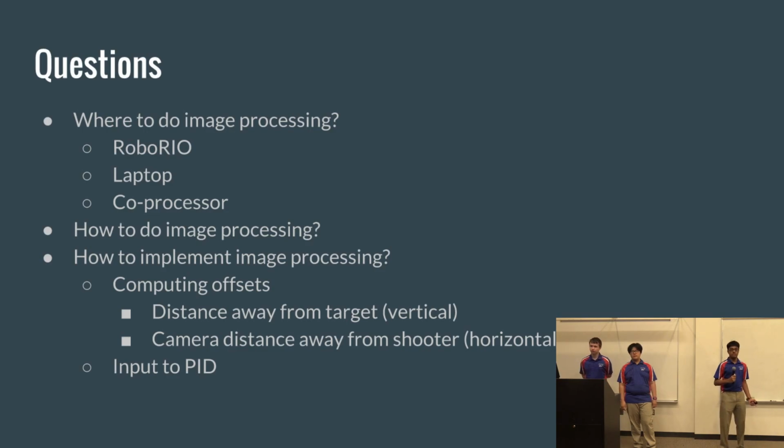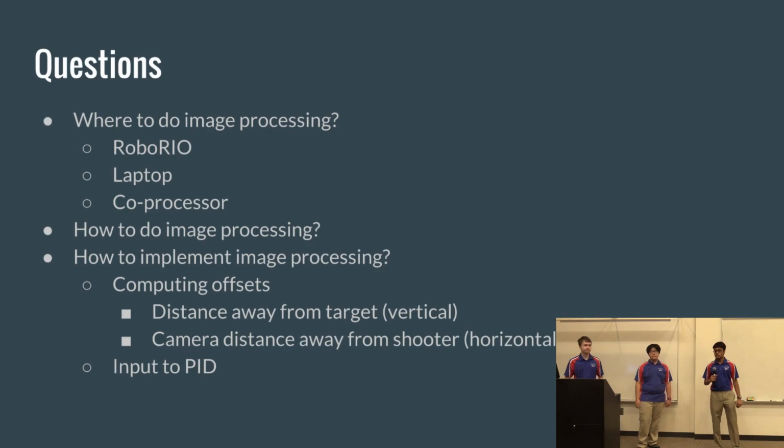There are a couple of factors you need to consider when you're doing this image processing. One of them is computing offsets. As we talked about earlier, offsets include the vertical and horizontal offsets of how far your camera is from the shooter, as well as, for your vertical offset, you may need to consider the shot arc, and that depends on the distance away from your target. And like I said, the horizontal offset is based on the camera distance from the shooter. Another thing you need to consider is your input to the PID system, which will allow you to actually align your robot properly and shoot the boulder.